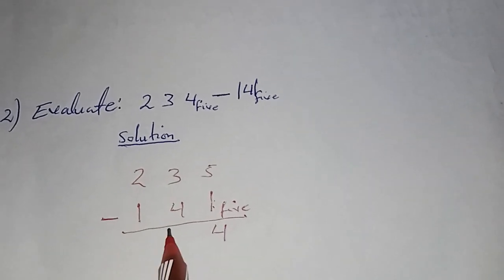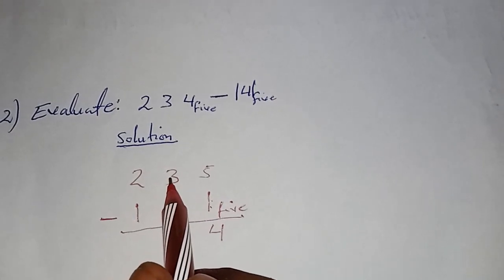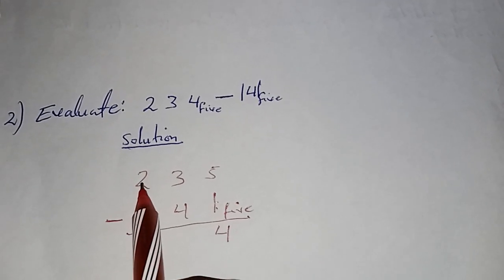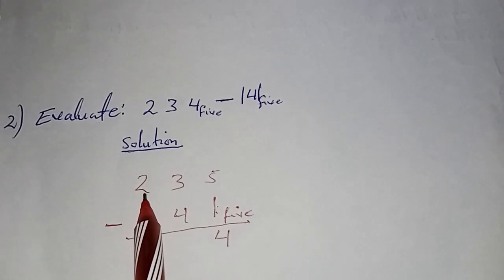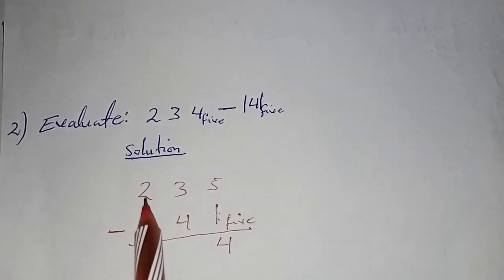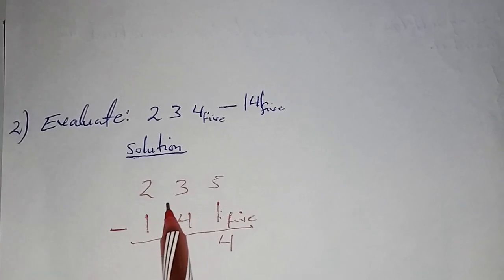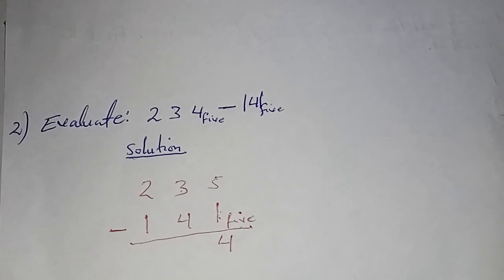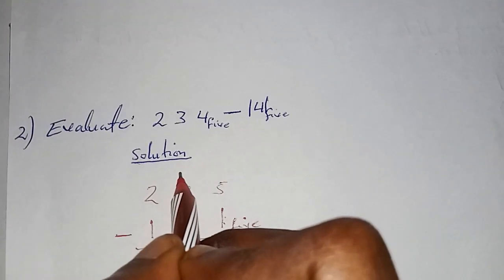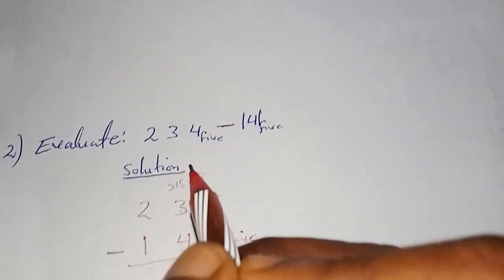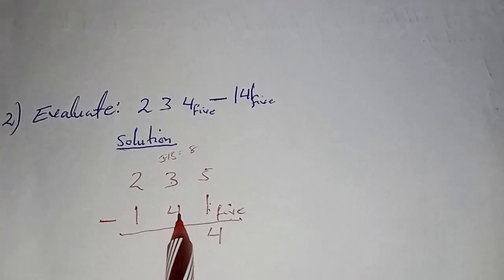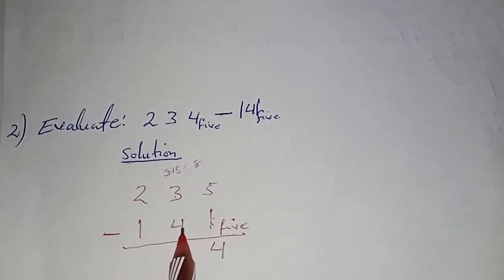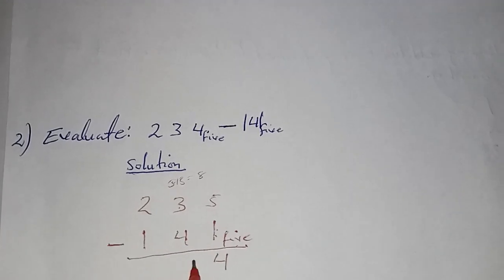Now we cannot take 4 from 3. Since we cannot take 4 from 3, we're going to borrow from this 2. When you're borrowing from this 2, it is 1 in your head, but you are borrowing 5. So if you take 1 from here, you're going to add it to this 3, but your borrowing should be in base 5. So it's just 5 plus 3, which will be 8. Here will be 8. So we'll take out 4 from 8. We'll have 4.